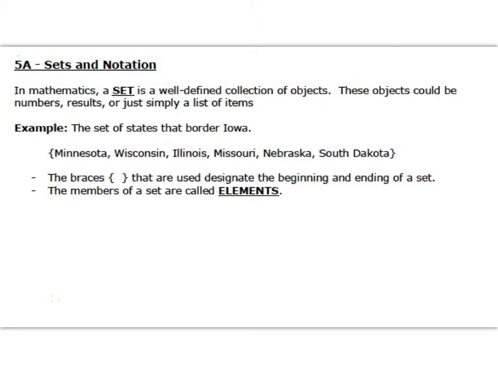So in mathematics, we define a set to be what's called a well-defined collection of objects. And these objects could be numbers, results, or just simply a list of items. So for example, the set of states that border Iowa, that's a list of states that all share a border with Iowa. Minnesota, Wisconsin, Illinois, Missouri, Nebraska, South Dakota. Those 6 states all border Iowa.